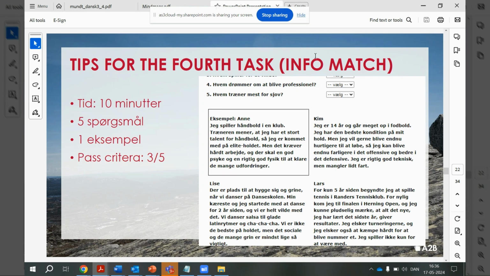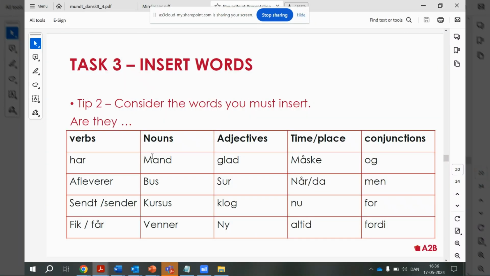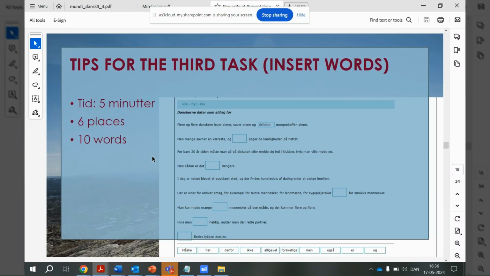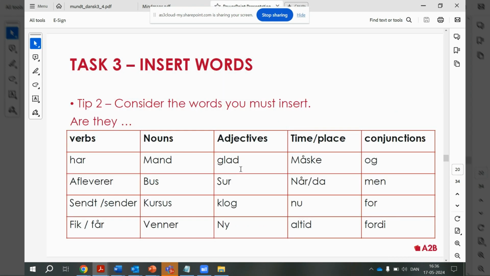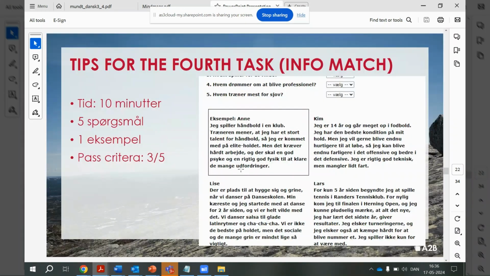Tips for the fourth task, information match. In this task you have 10 minutes, you have 5 questions, and there's one example. The pass criteria is to have, I forgot to mention the pass criteria for the third task. The pass criteria is to have 4 out of 6 correct. Here the pass criteria is to have 3 out of 5 correct.